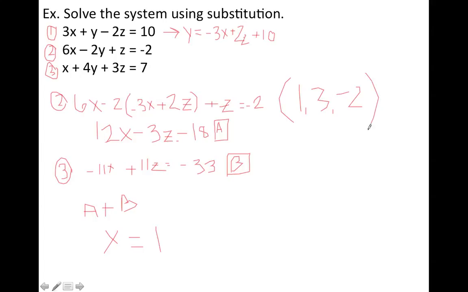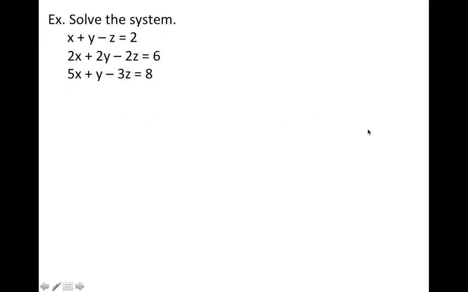So I'm going to leave you to the next one. Again, solve one of them out for a variable. I would solve equation 1 out for x, plug it into equations 2 and 3. And when you plug it into equation 2, if you notice when we combine like terms, our y's and our z's cancel out and we're left with 4 equals 6. Since that is not true, we can stop, and this system has no solution.